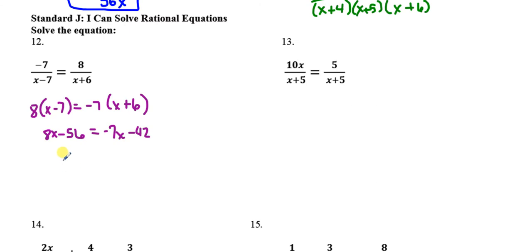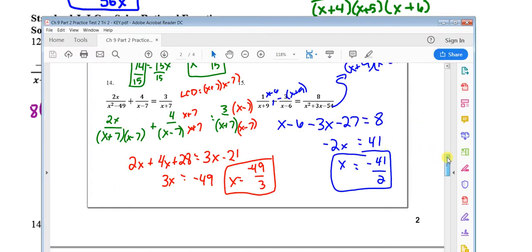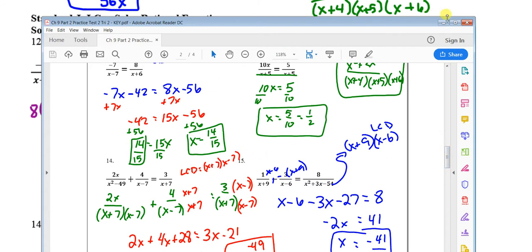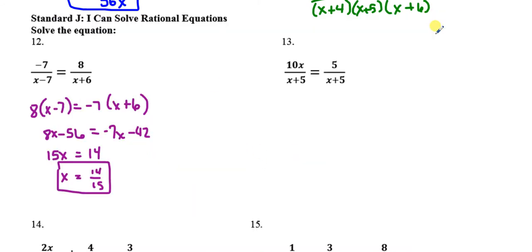And add 7x to both sides, and we're going to get 15x. Add 56 to both sides equals 56 minus 42 is 14. x equals, then divide both sides by 15. So I'm going to get 14 15ths. Sorry, but I got to look at my answer key and see if that's what I got the last time. 14 15ths. Good, got the same thing, so probably is right.